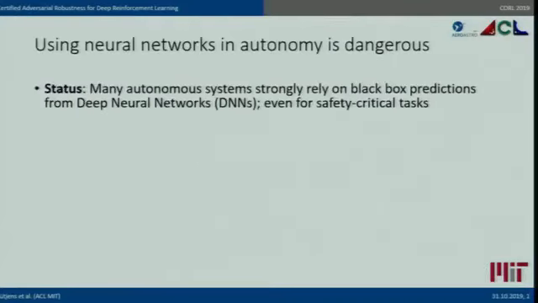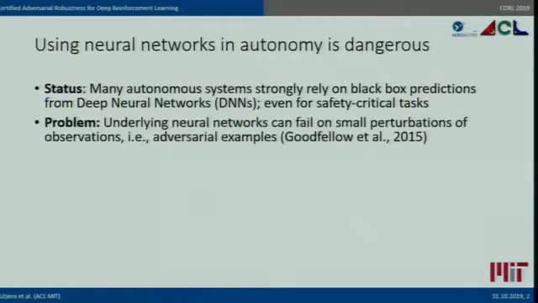Now, we're facing this dire situation where we build autonomous systems and make them strongly rely on black box predictions from deep neural networks, even for safety-critical tasks, such as autonomous driving. The problem is that the underlying neural networks are incredibly brittle. They can fail on small, tiny perturbations of the observations in the input space, so-called adversarial examples, coined by Goodfellow.